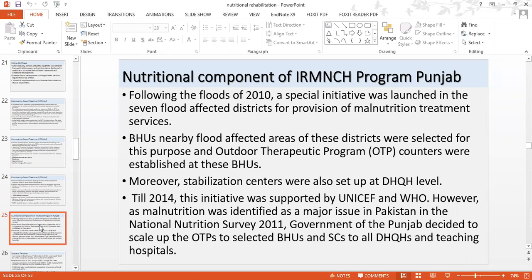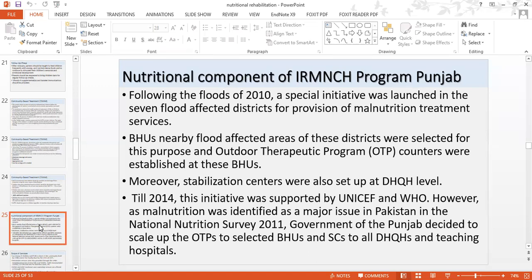The nutritional component of this program emerged in 2010 when a special initiative was launched in severely flood-affected districts for provision of malnutrition treatment. The BHUs of nearby flood-affected areas were selected, outdoor therapeutic program, OTP, counters were established at these BHUs, and stabilization centers were set up at district, DHQ levels. Till 2014 it was supported by UNICEF and WHO, but thereafter it has been taken up by the IRMNCH program.